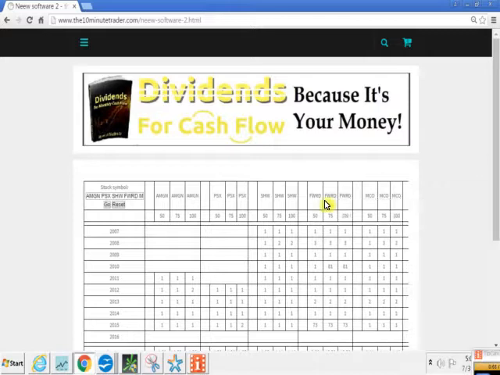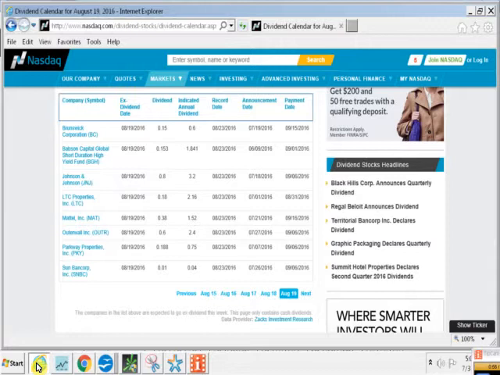Okay, so let's quickly go over there. We can find our dividend stocks here at nasdaq.com, and it gives you the list of who is paying and when. We just insert all these stock symbols into our software. Now we have two pieces of software. Both do specific things that we're looking for. So I'm going to show you both of them.